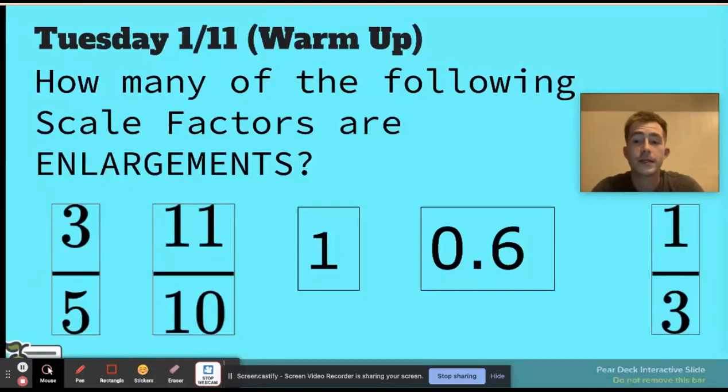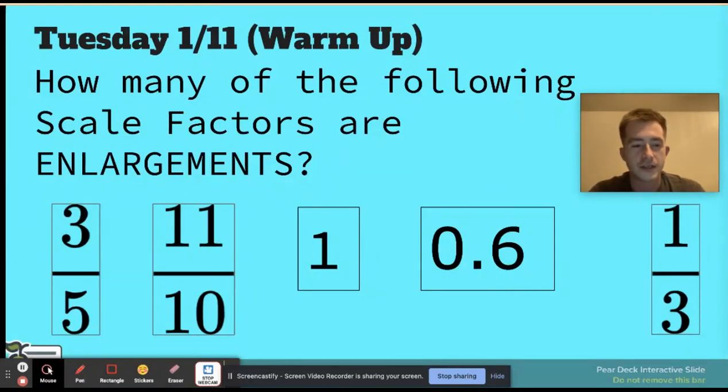This is our warm up today. All right. How many of the following scale factors are enlargements? Now, to get credit for the warm up, make sure you are logged into the Pear Deck posted on Schoology. Everybody should be on their Chromebooks at your seats right now. Okay. How many of the following scale factors are enlargements?